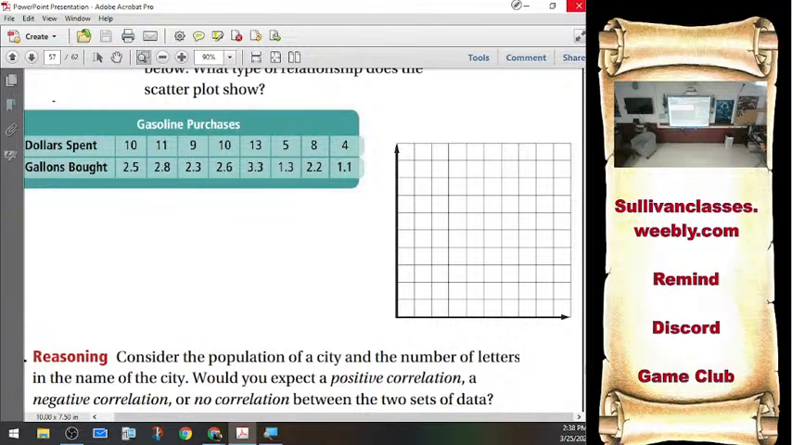Gallons bought. That does not go very big. If I try to make a graph that's only going by ones, this isn't going to make very much sense. Maybe I go by something else. Maybe I go by halves, tenths, by 1/5 of a gallon. I don't know. You choose.